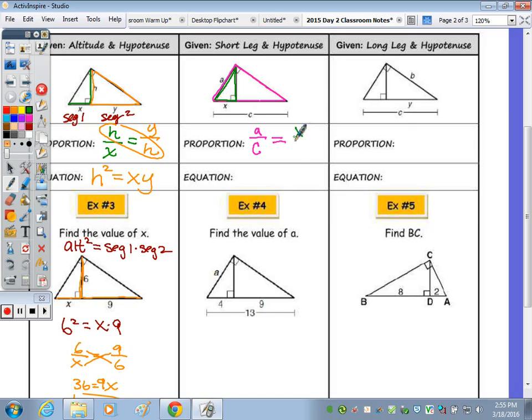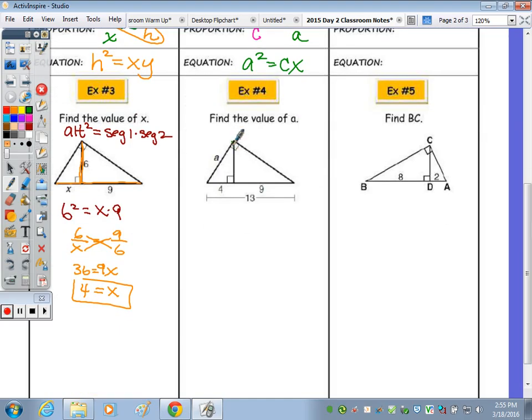Short leg to hypotenuse. So then A times A, A squared equals C times X. You don't have to memorize these, okay? Because you could do what I just did in the example down below. Short leg to hypotenuse, so A over 13, equals what to what?